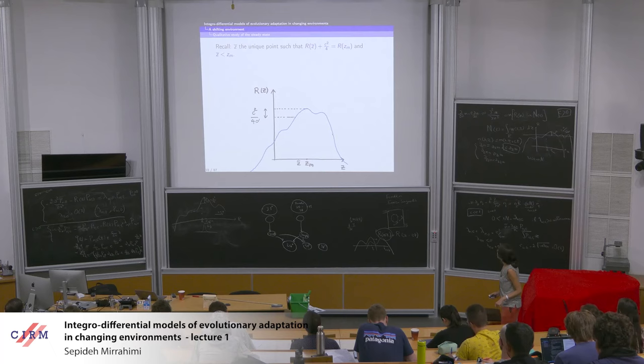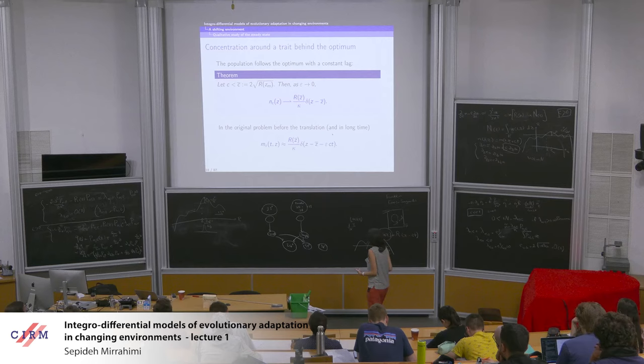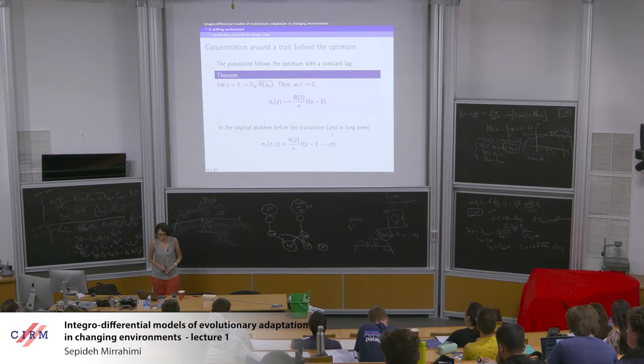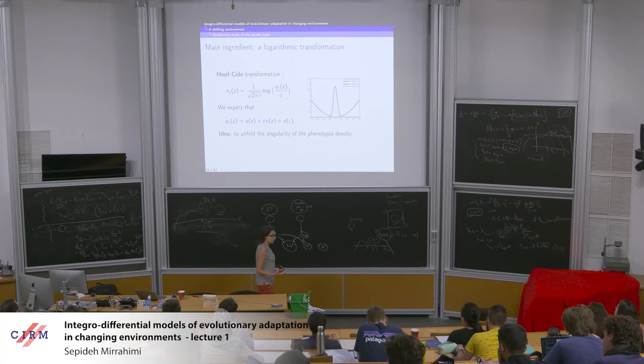Okay, now how can we capture such type of behavior, such type of results? To do that, as we said, when epsilon goes to zero, this distribution will go to a Dirac mass, so it would be singular. So it is not a very nice object. So the main idea in the Hamilton-Jacobi approach is to make a transformation to make the solution nicer.